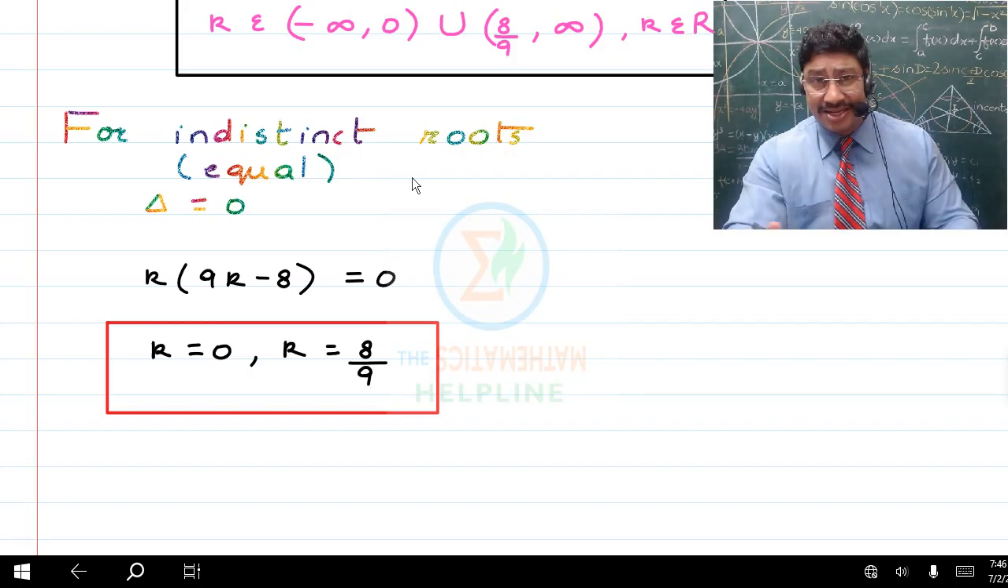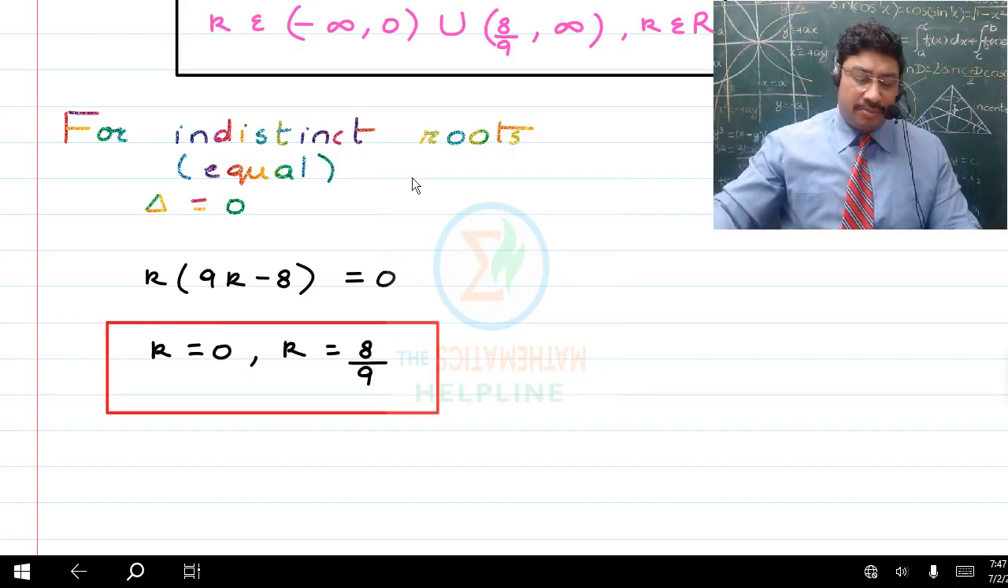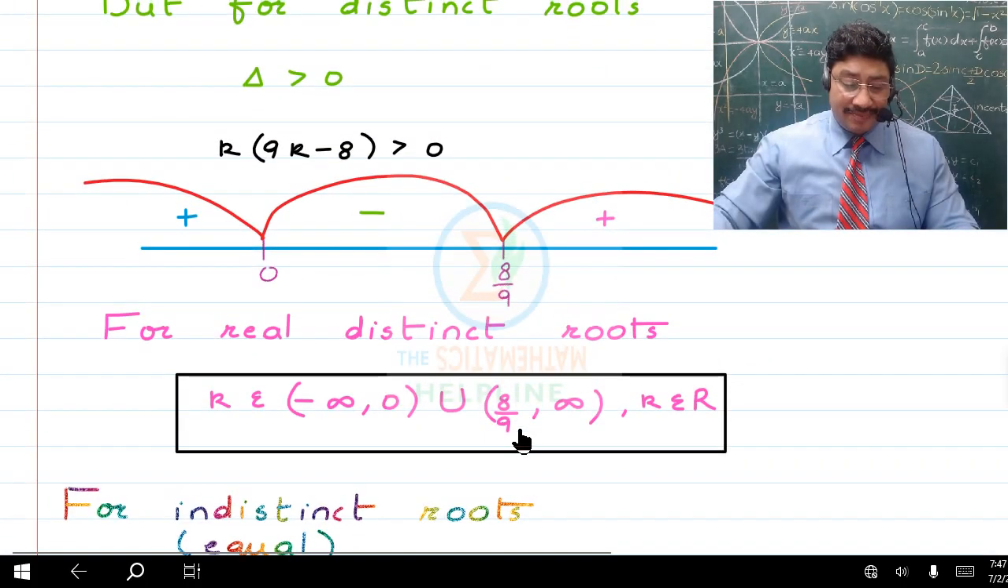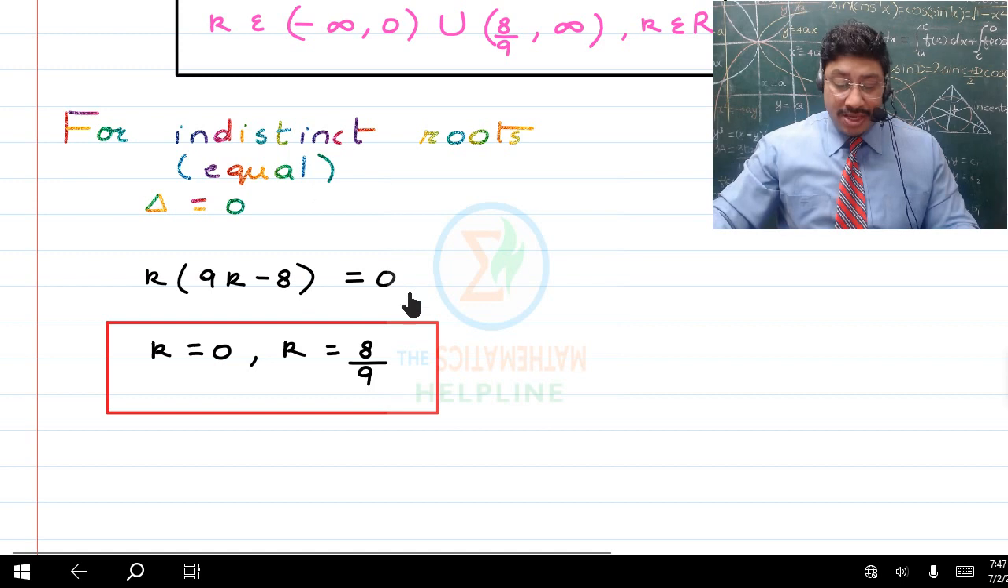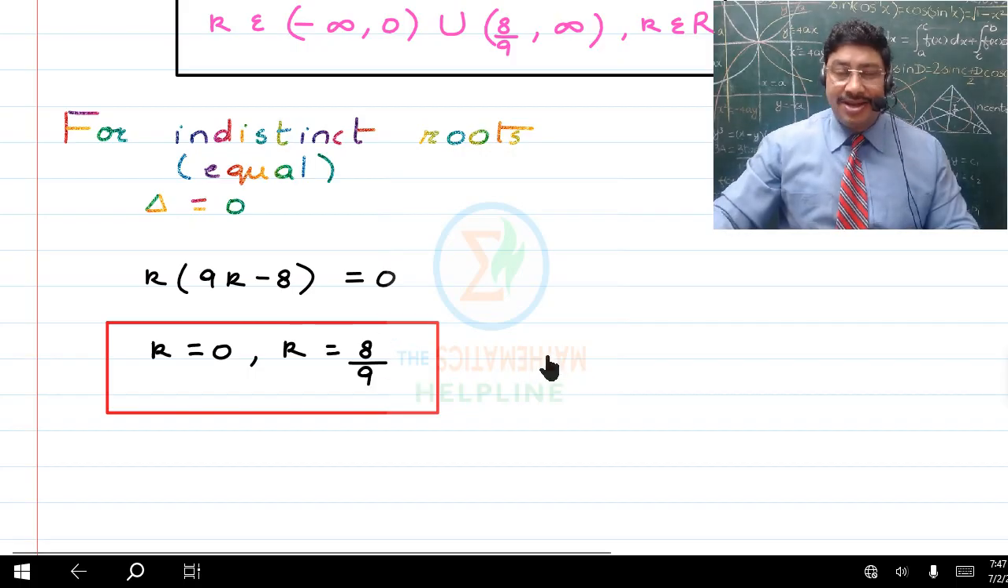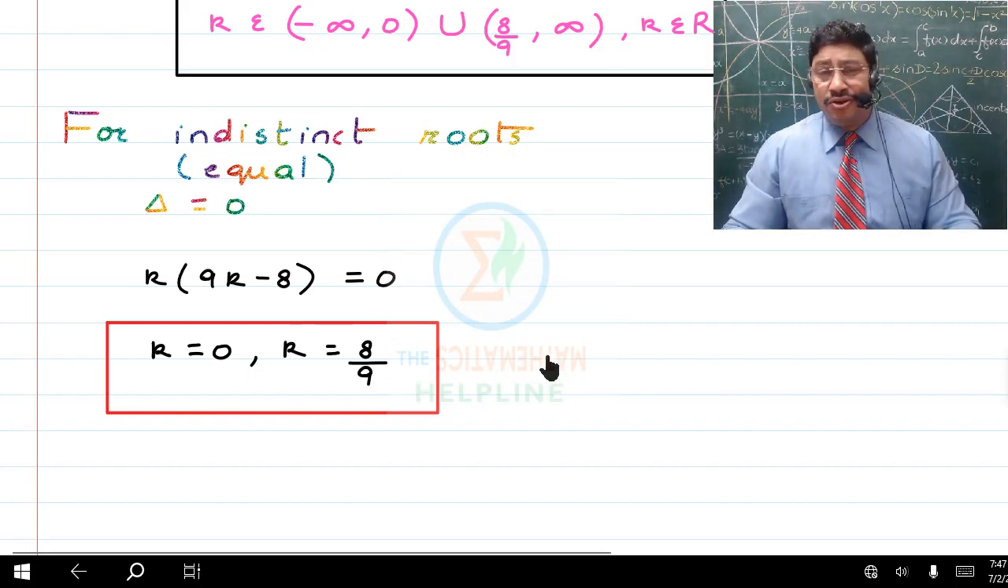We discussed it earlier, that is b square minus 4ac should be equal to 0, right? And when we put b square minus 4ac, that is our delta, which we already know to be k times of 9k minus 8, equal to 0, this becomes a very simple equation where you apply the zero product rule, right? And then you either have k equal to 0, or you have the value of k equal to 8/9, right? So these are the two answers if you require equal roots, or in other words, if you require indistinct roots.